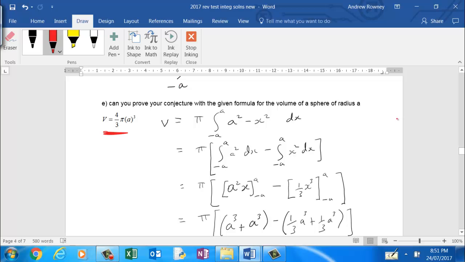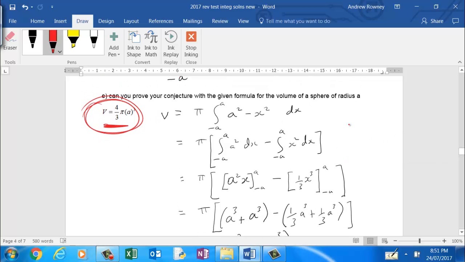So we're expecting to get that because we know the answer for a sphere, but we've got to do it with the integral first. So the integral, remember, was pi y squared dx. So it's pi y squared times dx, but we're going from -a to a instead of -3 to 3. Now we have to do the maths on this.